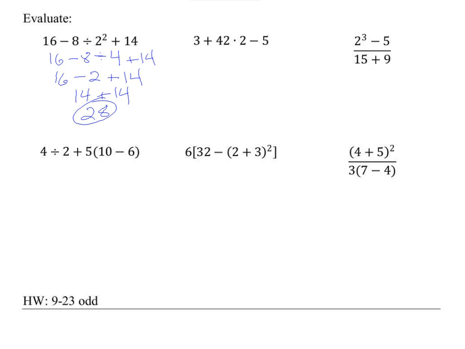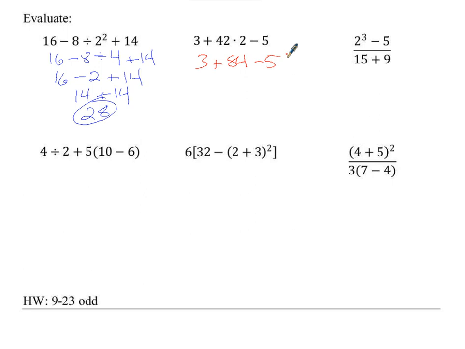Yes, because in our minds we were thinking there are no grouping symbols, there are no exponents. We do have multiplication or division from left to right, and the multiplication in this case is 42 times 2, which is, so I'm going to write what? Minus 5. Okay, now what? Addition and subtraction from left to right.